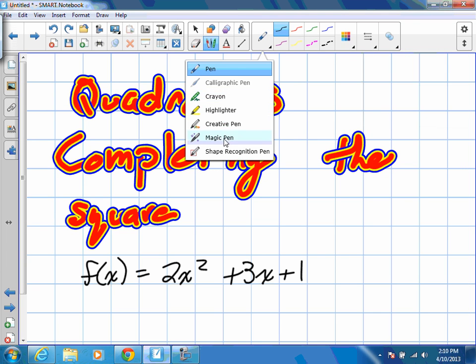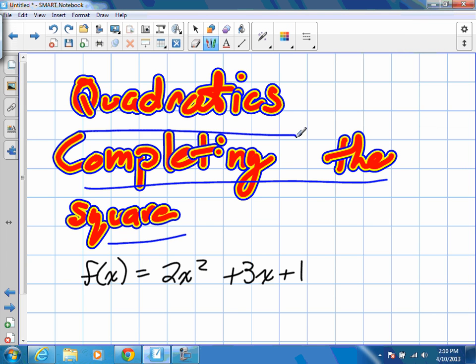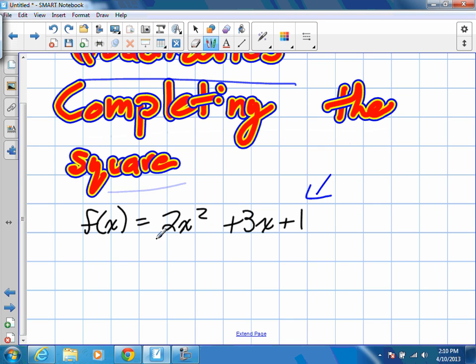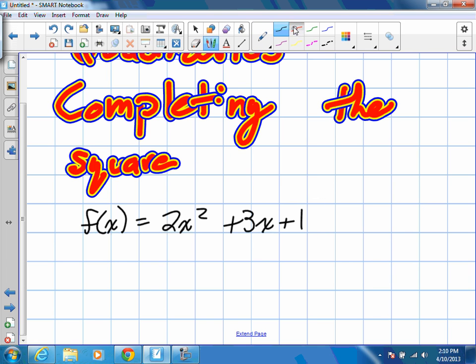We're going to use completing the square on a quadratic. Okay? So this is the standard form of a quadratic. We want to turn it to a vertex form. All right? And in order to do this, we need to complete the square. So, we've talked about before, we divide the first two terms by our a value.